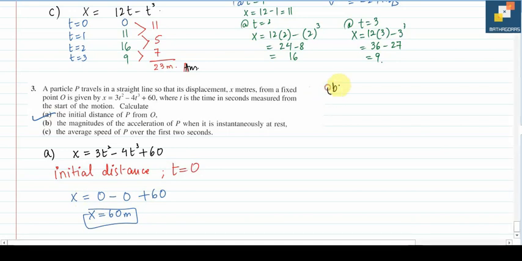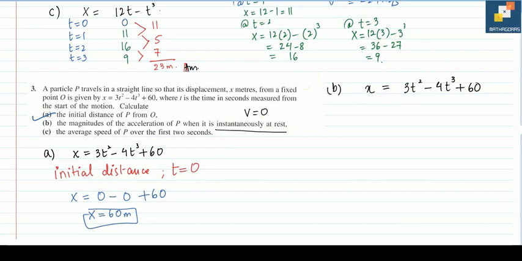For part B, the magnitude of acceleration of the particle when it is instantaneously at rest. You have the equation of distance, it's x equals to 3t square minus 4t cube plus 6t. Instantaneously at rest means velocity is 0. So first we need to find out the velocity by differentiating the distance equation, and then equate it to 0 because it says instantaneously at rest. So find velocity and then set velocity equals to 0 to find the value of t. So first do it and then I will explain to you the correct answer. So we have a time of 2 minutes. Start.